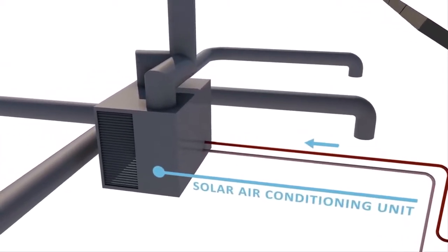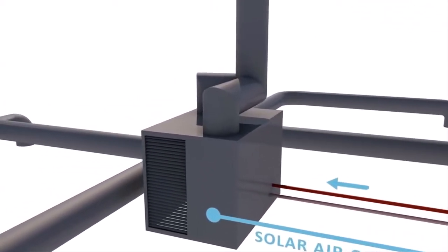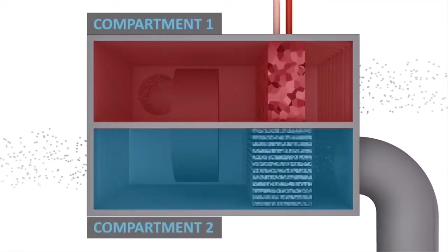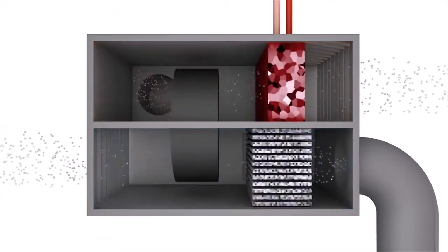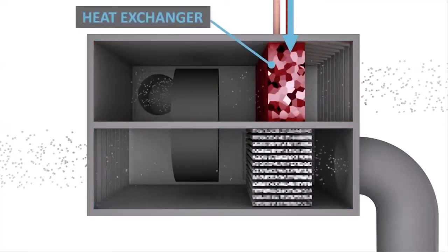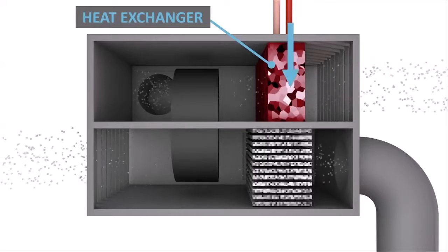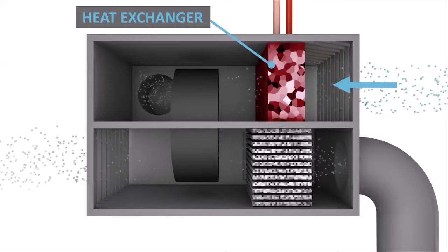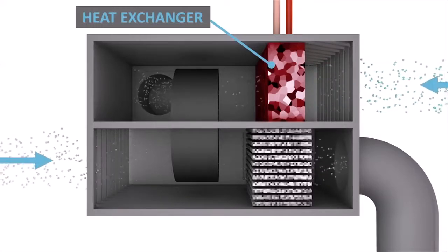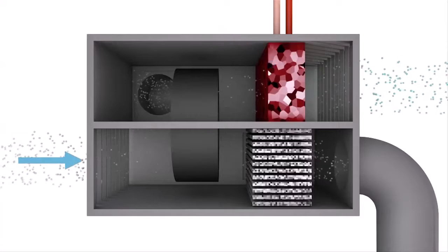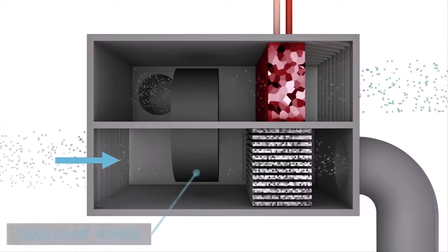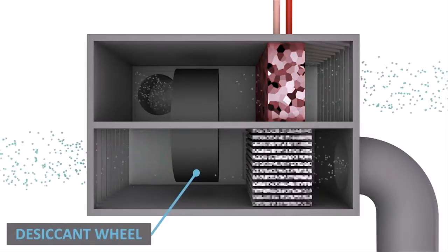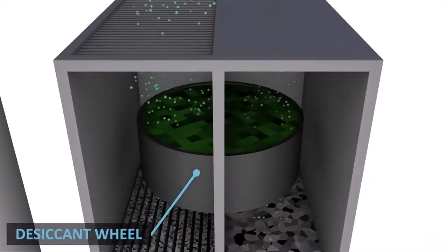A portion of the hot water is diverted into CSIRO's new solar air conditioning unit, which is divided into 2 compartments. The hot water enters a heat exchanger in the first compartment of the unit. Similar to a car radiator, the heat exchanger uses the hot water to heat outside air that has been drawn into the first compartment through the vent. At the same time, outside air is also being drawn into the second compartment into a desiccant wheel.